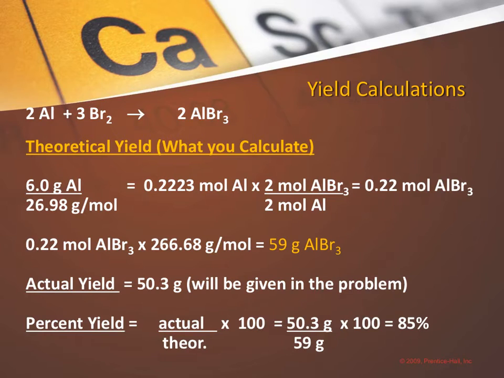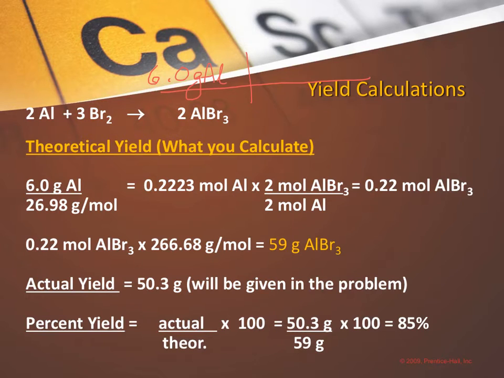I'm going to write it in a T-chart. If you are comfortable getting rid of the T-chart, feel free to. As long as you show your work, I don't care in what fashion you do it. But our given information is 6 grams of aluminum. The first step is to go from grams of aluminum to moles of aluminum.